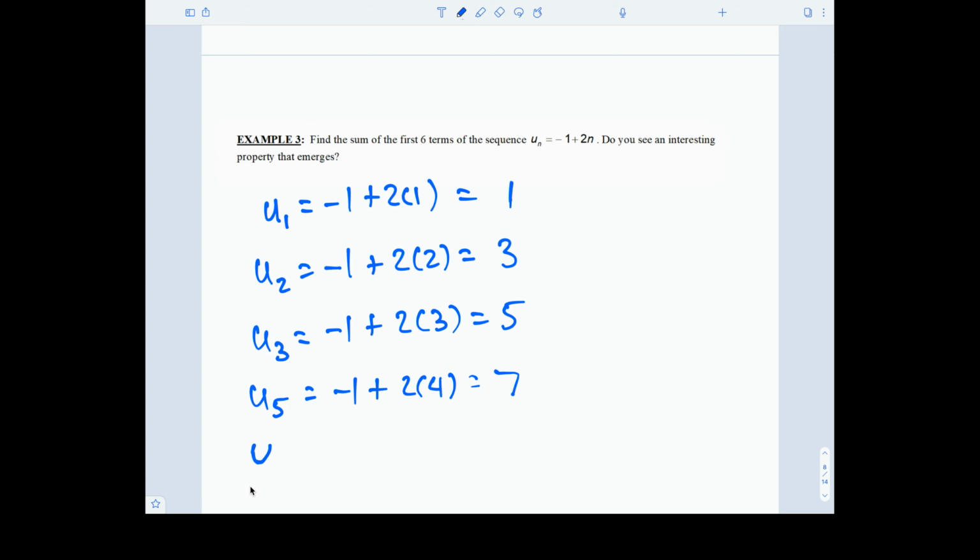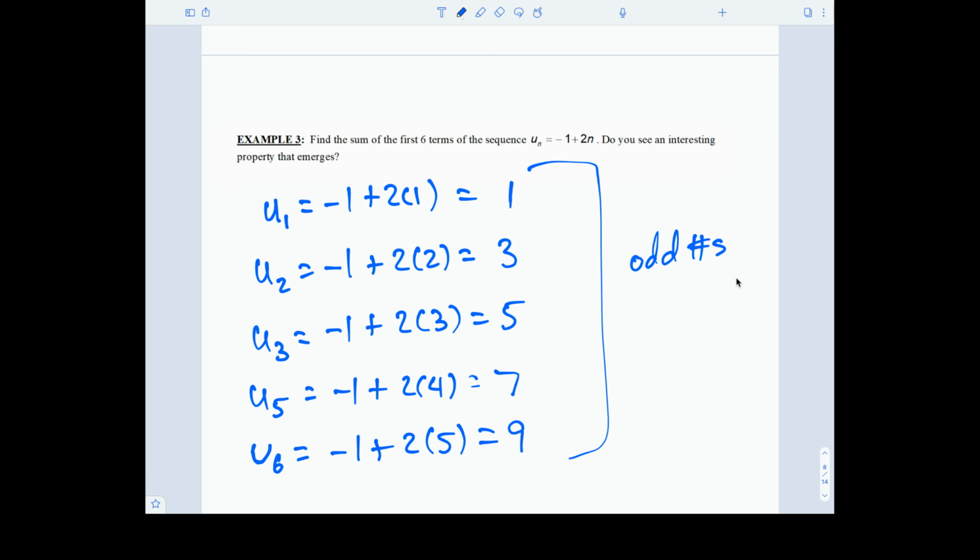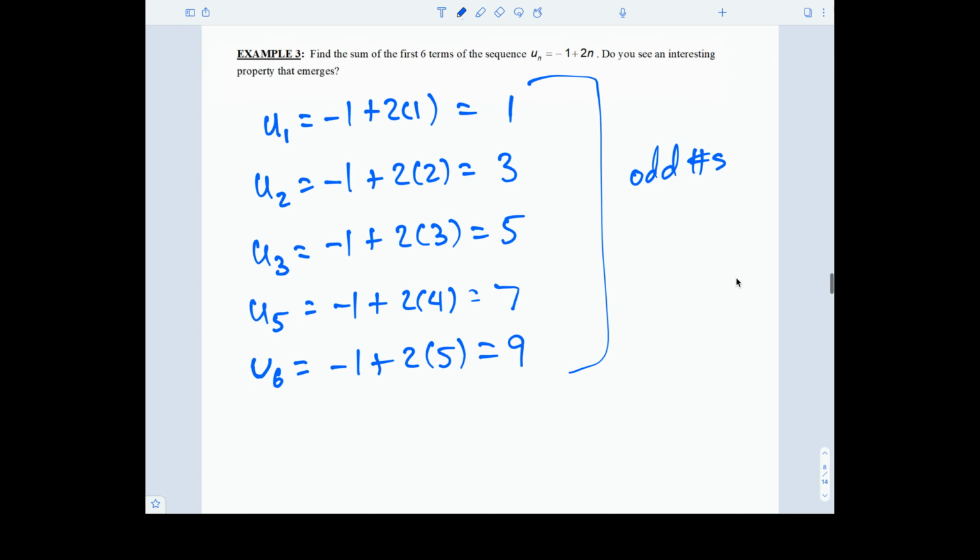I have to do, what, 6 of them? The pattern is what? I hope everyone sees this. The pattern is it's the odds. These are the odd numbers, right? Starting with 1, 1, 3, 5, 7, 9.